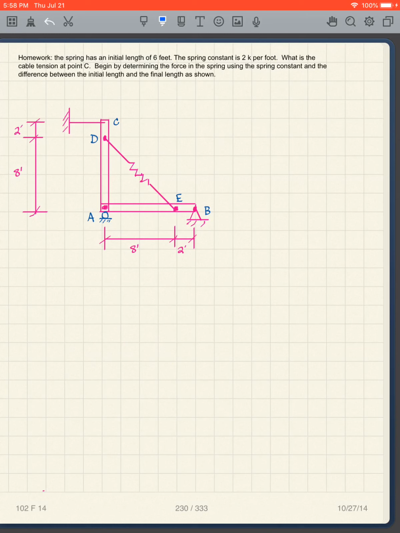And then what we're trying to find is the tension in the cable at point C. So I want to know what that cable tension is, which means what? At one point or another, I have to make a cut through that cable to get the cable tension. So with that information, I am going to leave it up to you to do this particular problem. Okay, so pause the video here and do this problem.